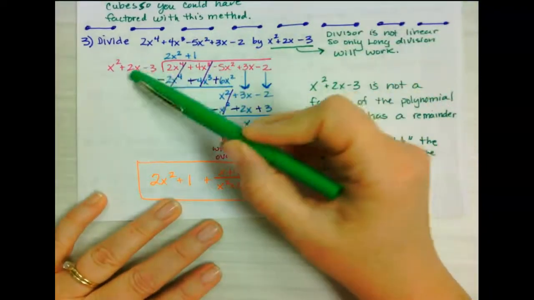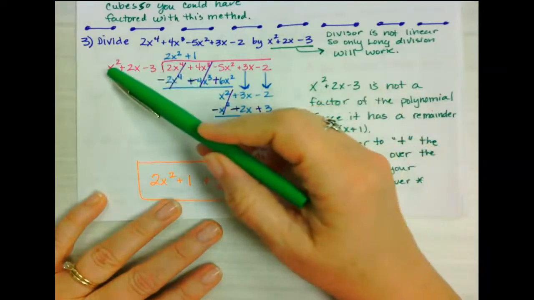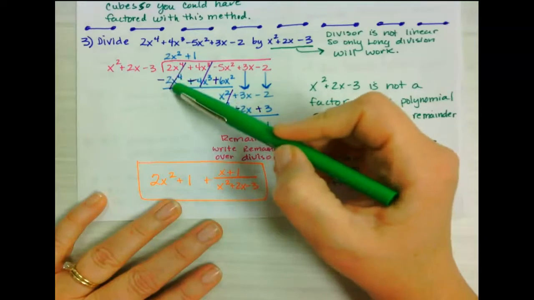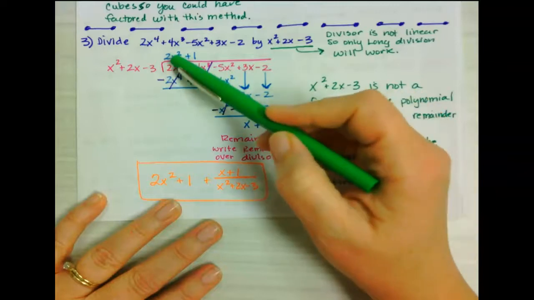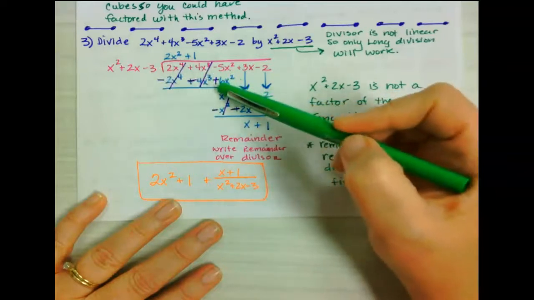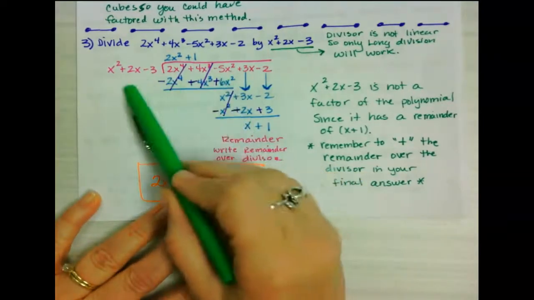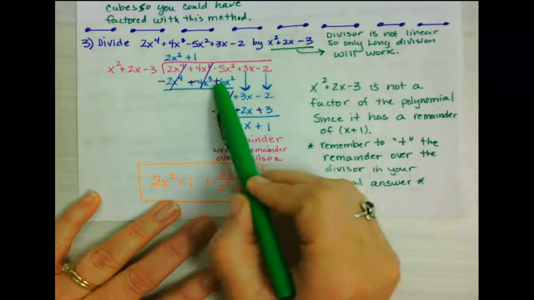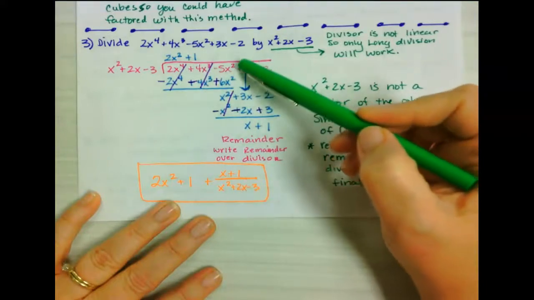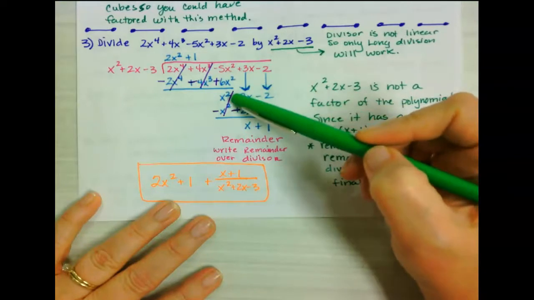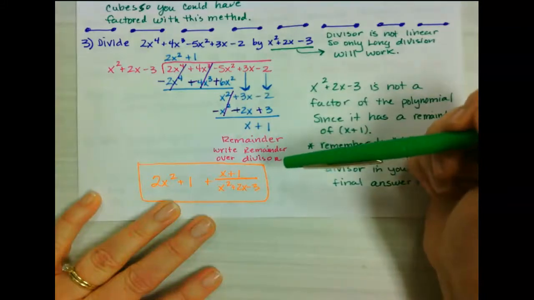All right, so what times x squared gives me 2x to the 4th? 2x squared times x squared gives me my 2x to the 4th. 2x squared times 2x gives me 4x cubed. And 2x squared times negative 3 gives me negative 6x squared. And then remember, this is subtraction, so this whole line is being subtracted, multiplied through by negative 1, which flips all of the signs. And I can see that the first 2 are going to cancel away and leave me with a positive 6x squared and a negative 5x squared, so that's just x squared. And then I'm going to bring down the rest of my numbers. Okay, and then I'm going to try again.